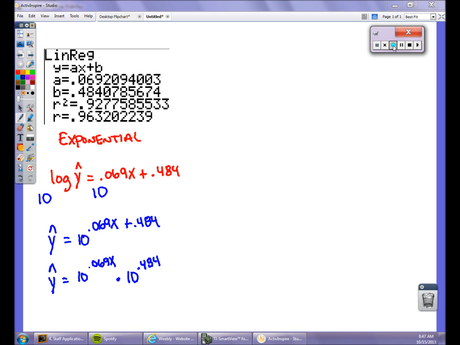So I now have y hat equals 10 raised to the 0.069x times 10 raised to the 0.484, which is in the format of an exponential model of y hat equals a times b raised to the x, where my a is 10 raised to the 0.484, and my b raised to the x is 10 to the 0.069x.